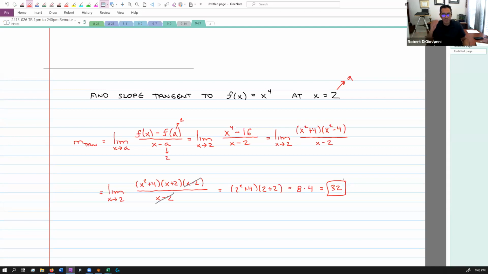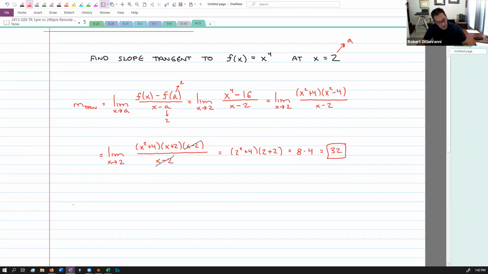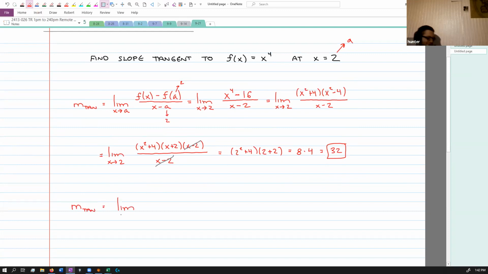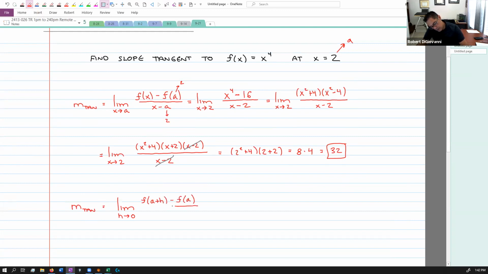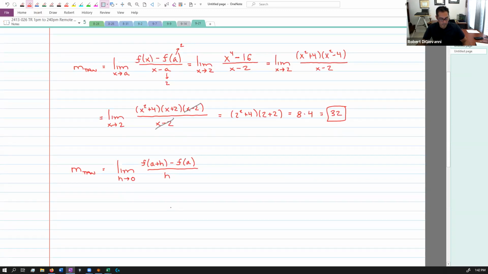Difference of squares twice. I think the second way is going to be worse. So how would we know that? The first one was easy. We do the limit as h goes to 0 of f of a plus h minus f of a, all over h. Now a here is 2, so I'll plug 2 in. That means we want f of 2 plus h minus f of 2, all over h.